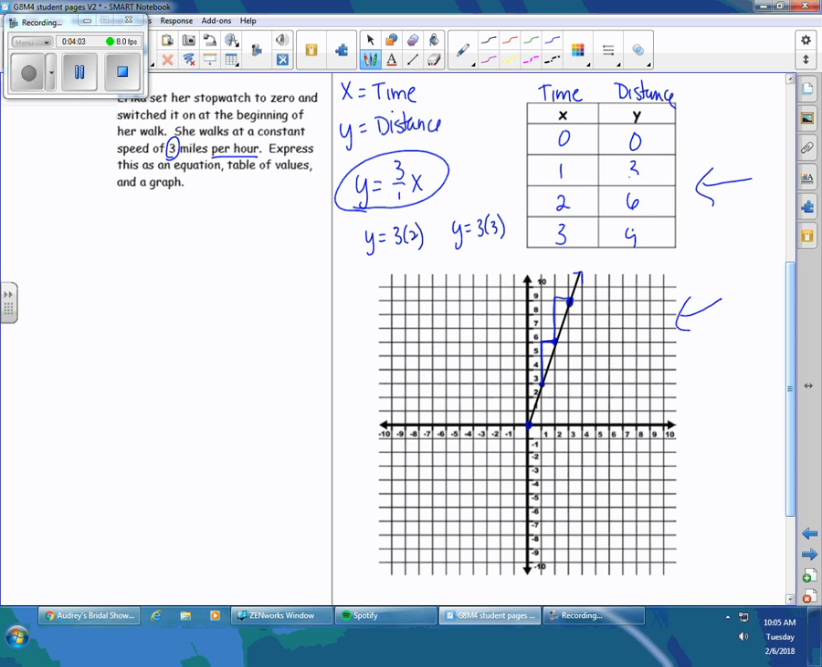Now I can write the equation from the story problem, I could write the equation from a table, and I can write an equation from a graph. So either way, all 3 of these things are representing this equation.